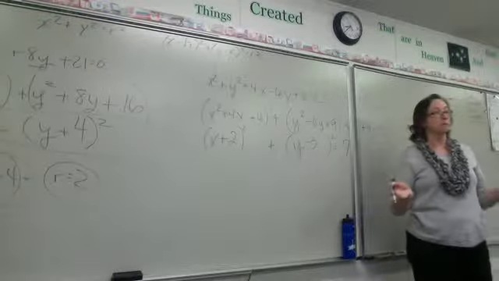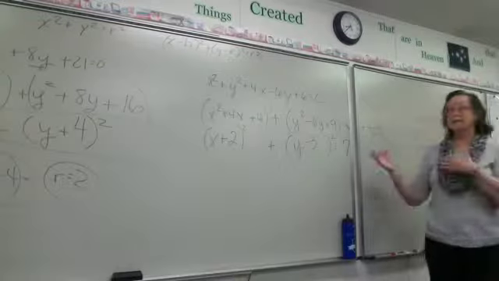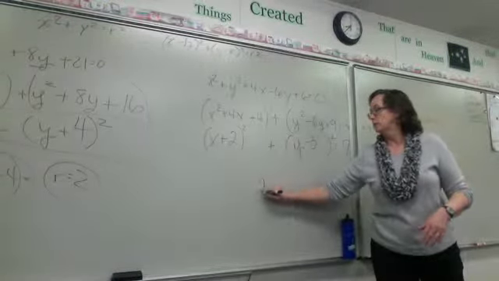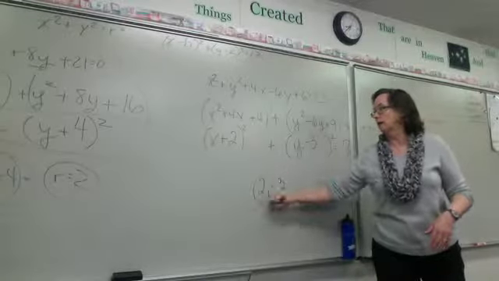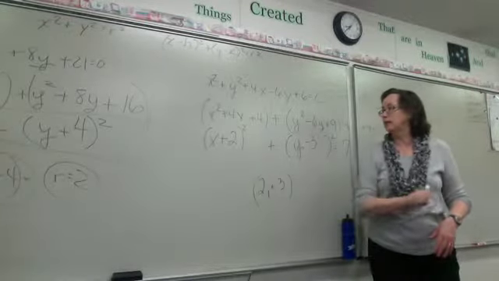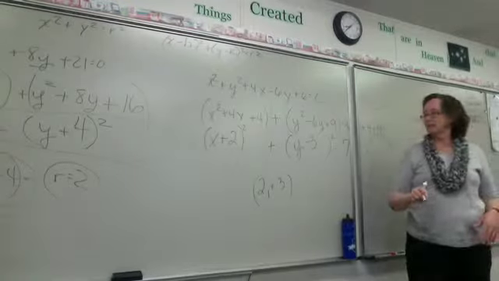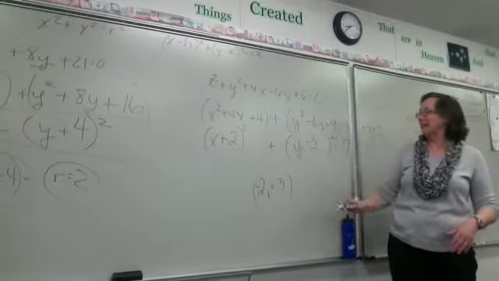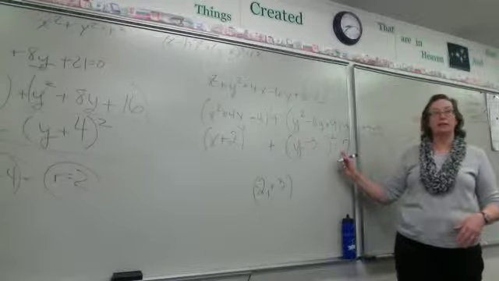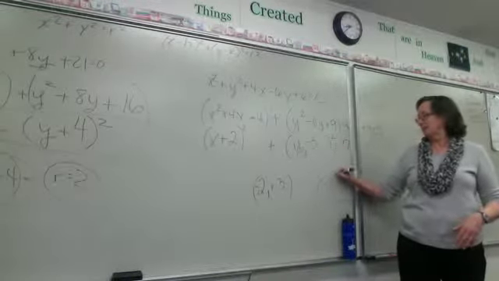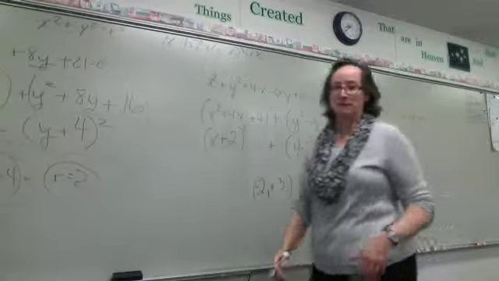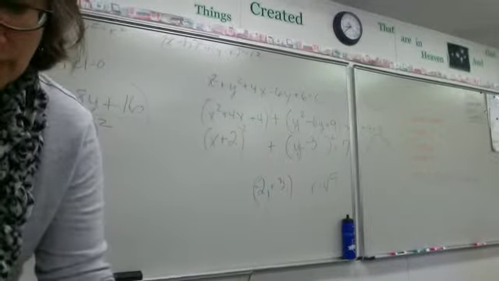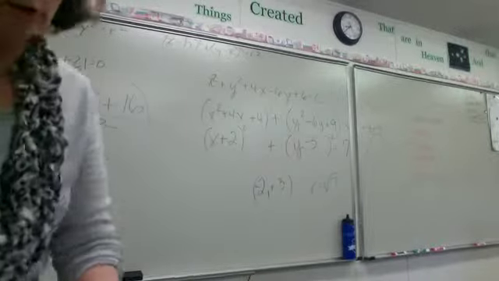It's not always going to be a perfect square. Okay, but can you tell me what the circle is? The circle is centered at what? -2, 3. And the radius? Square root of 7. Yes, Miss A was getting her signs all mixed up. All right, so that one was -2, 3, square root of 7.